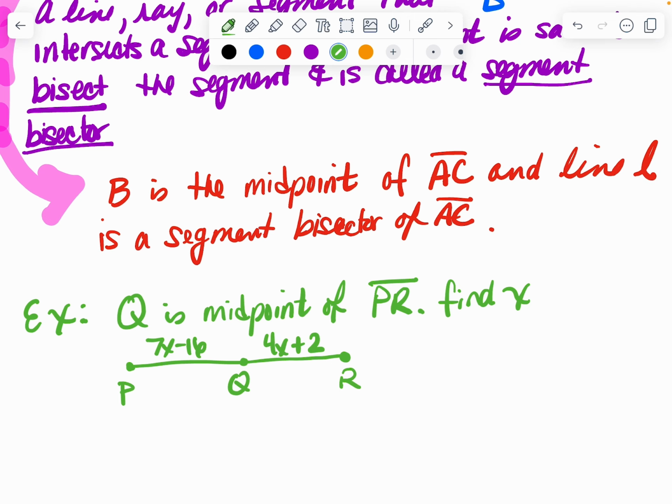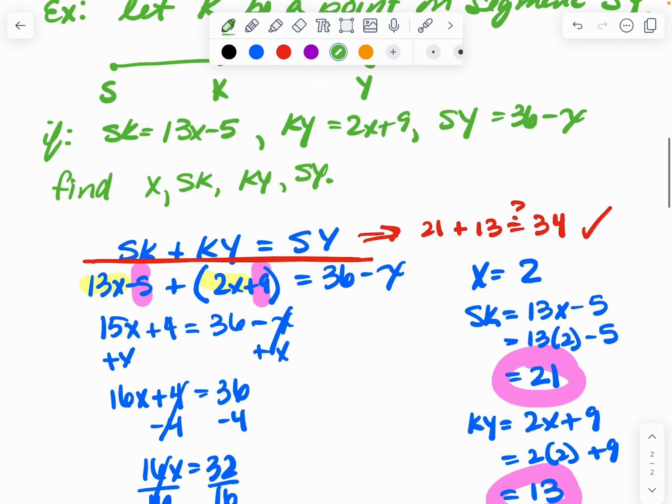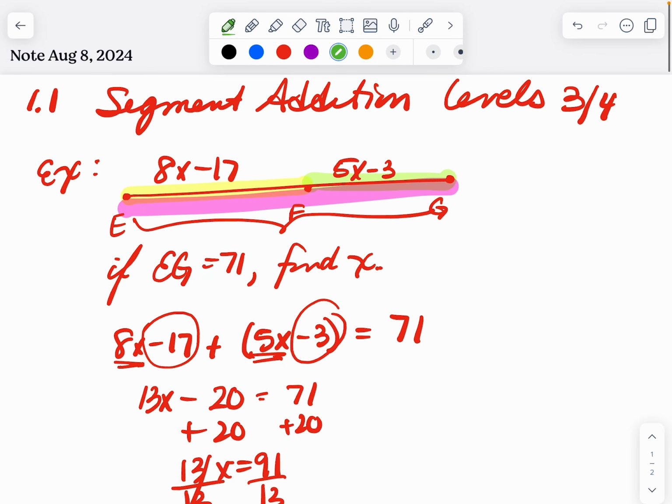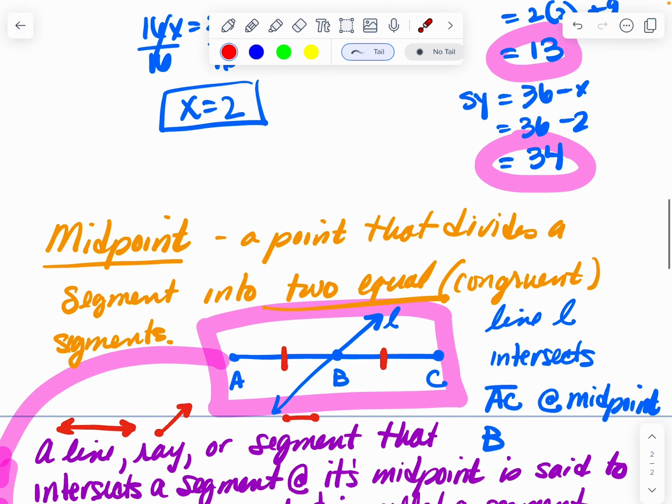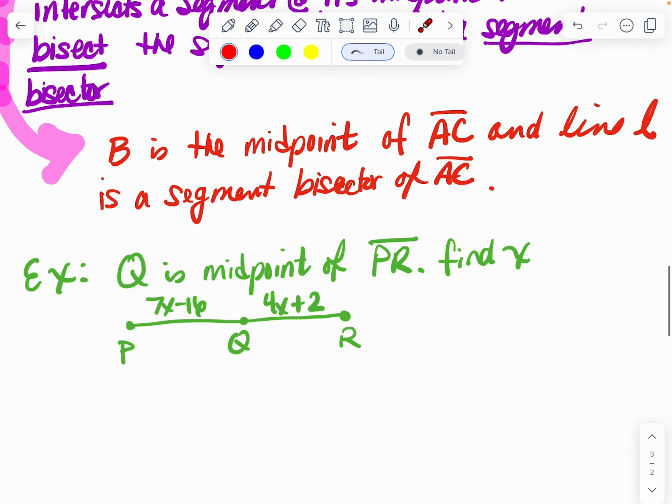Now I want you to look at this, and then I want to go back to that first question that we did. How do I know to solve this problem differently than the one we're looking at now? And the answer is this word. The first example didn't have the word midpoint. It just had two segments. It could look like it's in the middle, but unless I tell you that it is, it doesn't count.